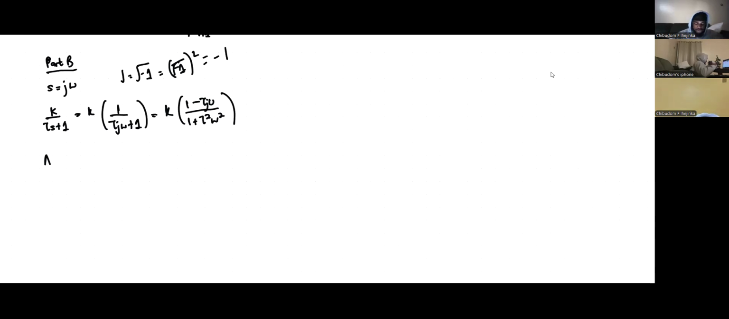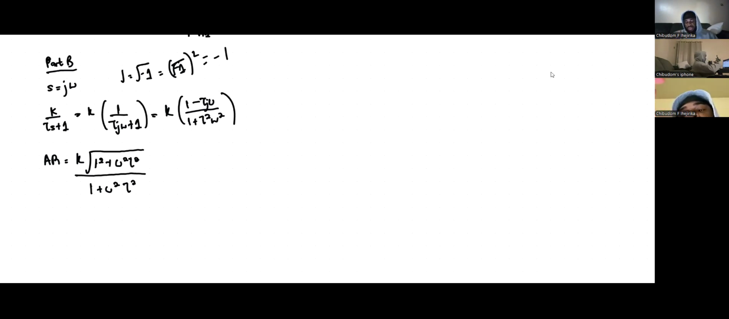The amplitude ratio is going to be K multiplied by the square root of 1 plus W squared tau squared, divided by the same thing, 1 plus W squared tau squared. I keep forgetting the tau. So you now see how it all flows together.